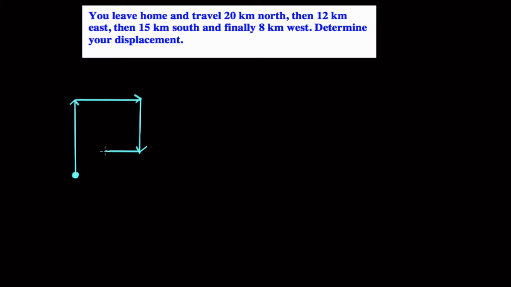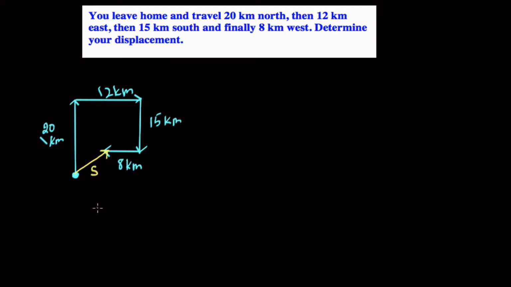So 8 kilometers is about 2/3 of 12. And so now let's label these things. This is 20 kilometers. This is 12 kilometers, 15 kilometers, and 8 kilometers. And now what is your displacement? In this case, it will be the distance from where you started to where you ended up and the direction.